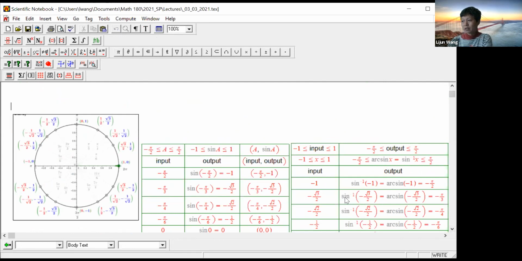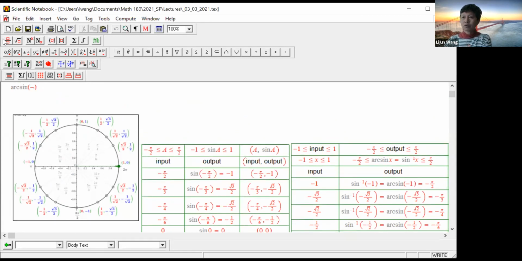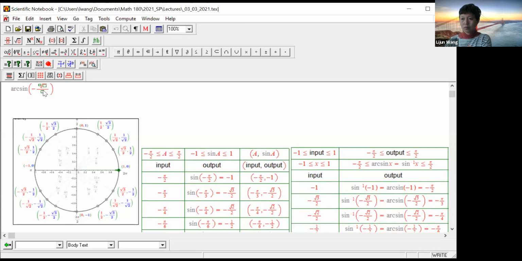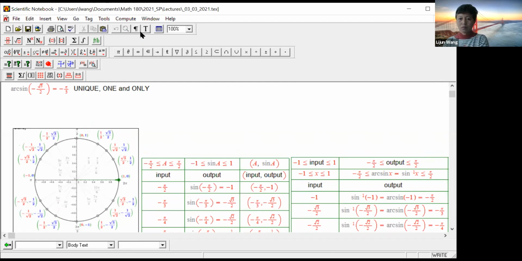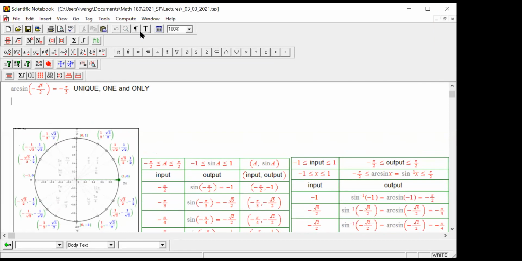You have seen this, right? Arcsine of -√3/2. There's only one answer, right? The answer is -π/3. This answer is unique, meaning one and only. Did you get it, Kyle? Yeah, I understand now. Thank you.